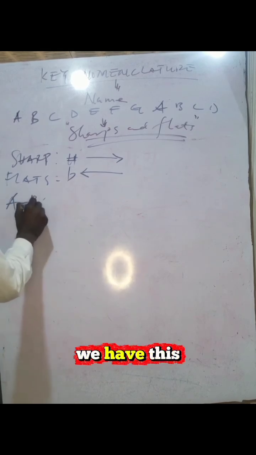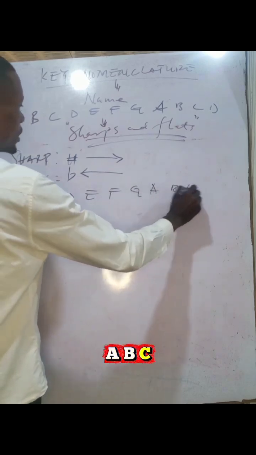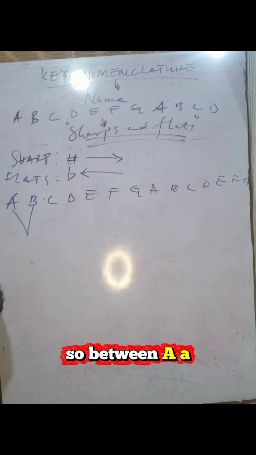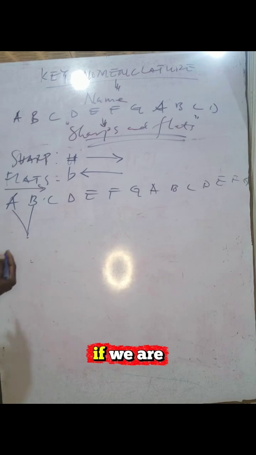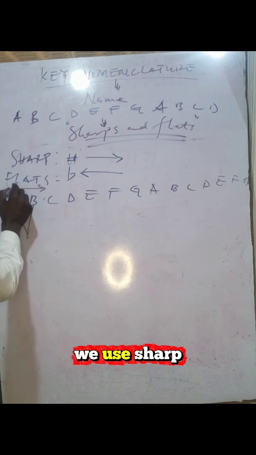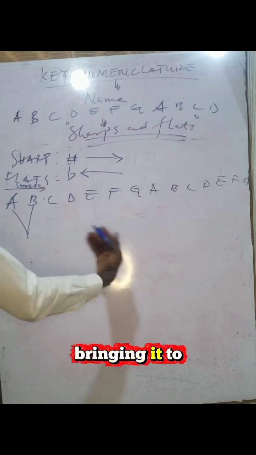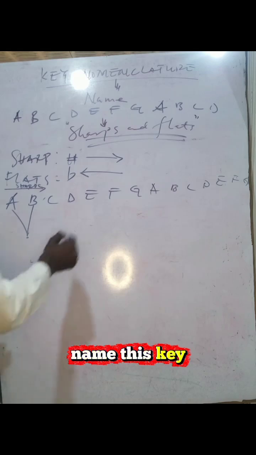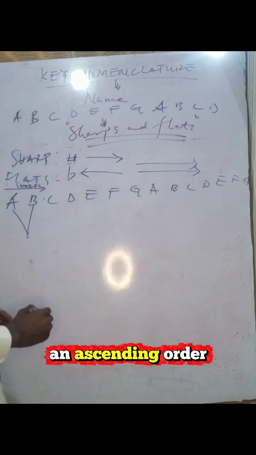So let me write this. We have A, B, C, D, E, F, G, A, B, C, D, E, F, and G. Between A and B, there is a key here. Now, if we are increasing, if we are ascending, moving to the right-hand side, we use sharp. And if we are lowering, bringing it to the left-hand side, we use flat. So now we want to name this key upward, in an ascending order.